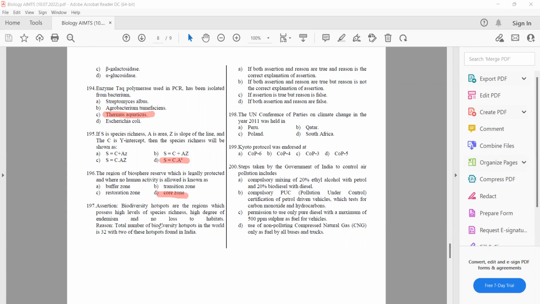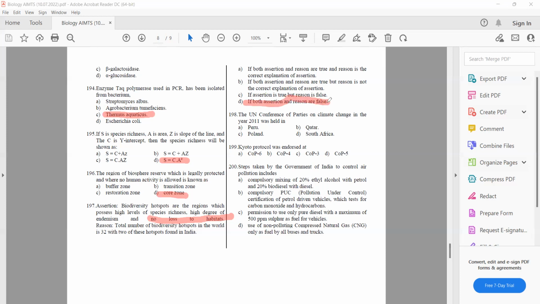When we talk about the biodiversity hotspots, you can see there will be a high level of species richness, high degree of endemism, and accelerated habitat loss. The total number of biodiversity hotspots is 34, and in our country especially, 3 hotspots are there, right? So when we talk about this question, both the assertion and reason are false.